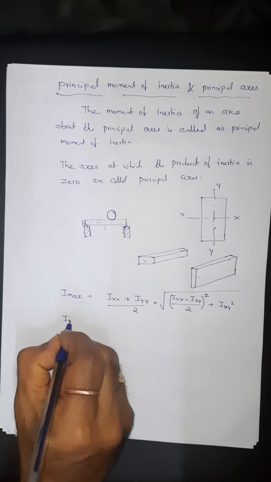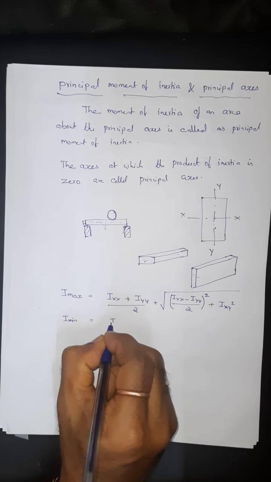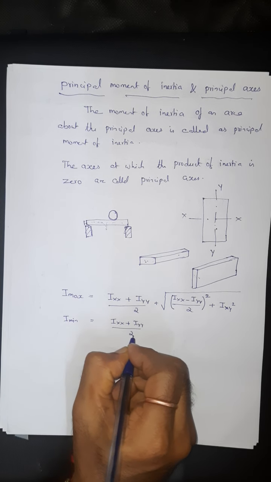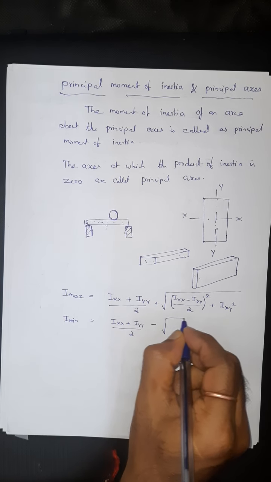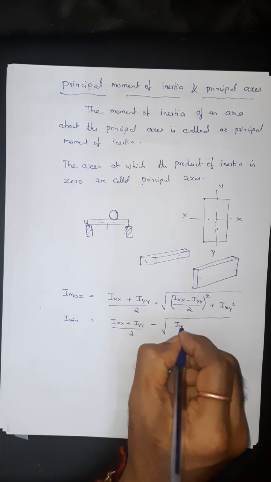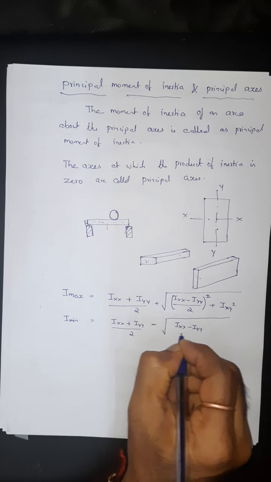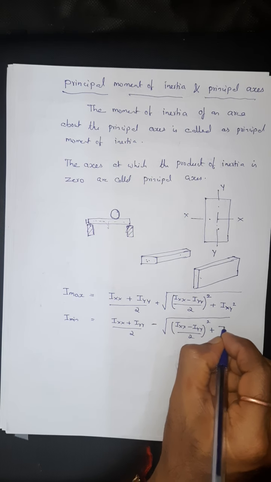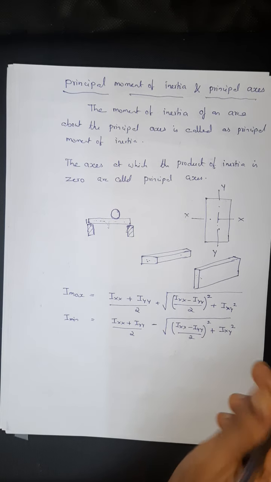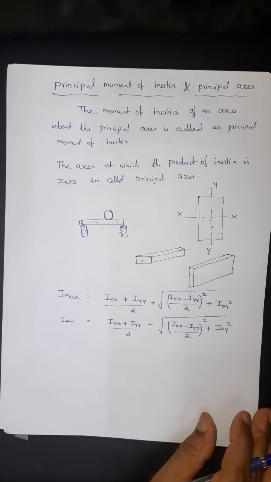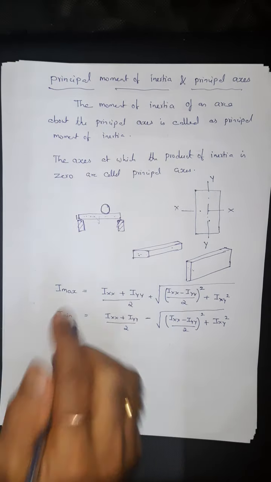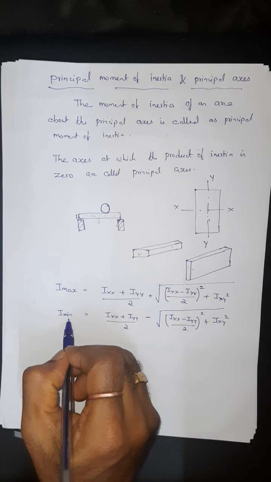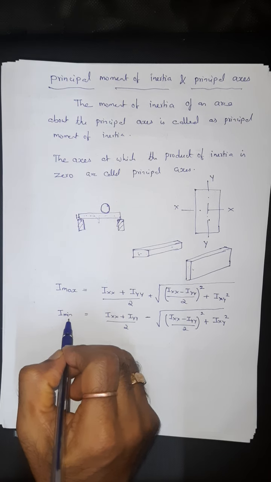Then what about I minimum? It can be written as (Ixx plus Iyy) divided by 2, minus root of ((Ixx minus Iyy) divided by 2) the whole square plus Ixy square. Okay, right. So the I max is nothing but the major principal moment of inertia, and I minimum is the minimum principal moment of inertia.